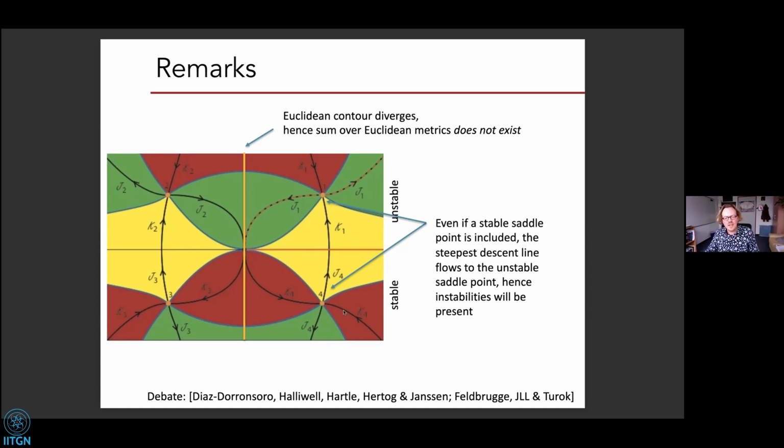And the problem is that if you actually wanted to sum over stable saddle points, you can find some other contour that includes the stable saddle point. You see, the steepest descent path from the stable saddle point runs directly to the unstable saddle point. So if you get the stable one, you will also get the unstable one included, and so the instabilities will still be there. So this doesn't seem to work very well. There has been a lot of debate about this. I refer you to papers by the authors listed below if you're interested.